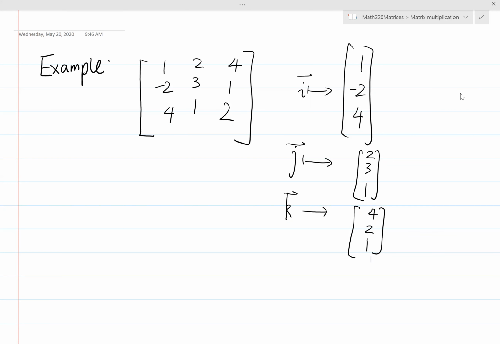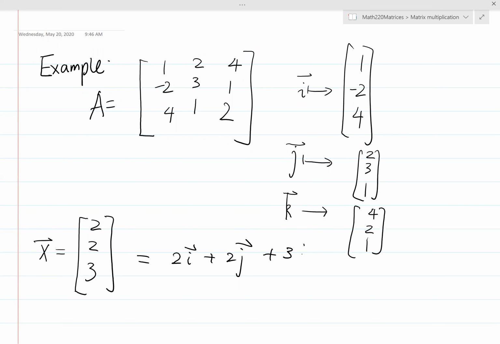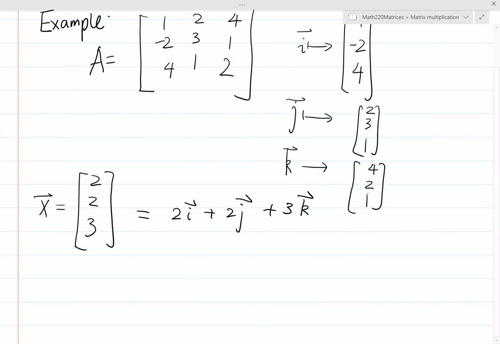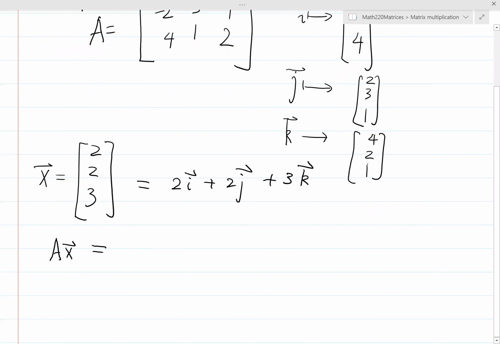Okay, for instance, if we operate this matrix A on this vector, let's say this vector X is 2, 2, 3. Component-wise, this means 2i plus 2j plus 3k. Okay, so under this operation AX, we get A operating on 2i, on 2j, and on 3k.